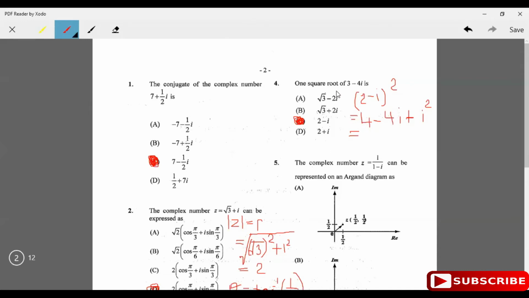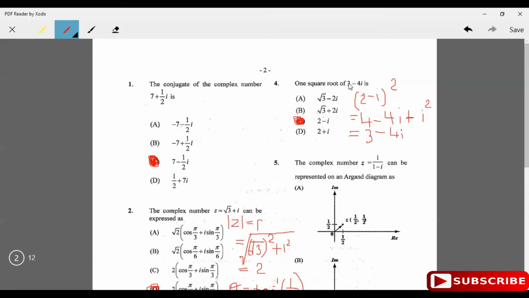Instead of working out this long thing, you can just square the options. If it was paper 2, you can work it out the longer way. Yes, if it's a paper 2, but given it's paper 1, you just need to try the options that they give you. And there's a trick to it.